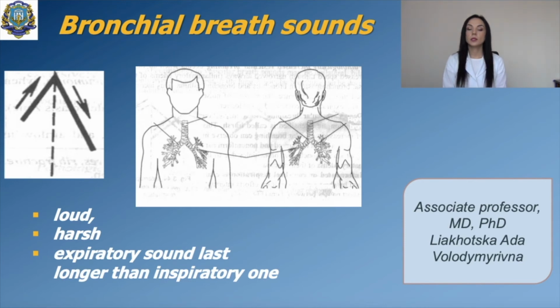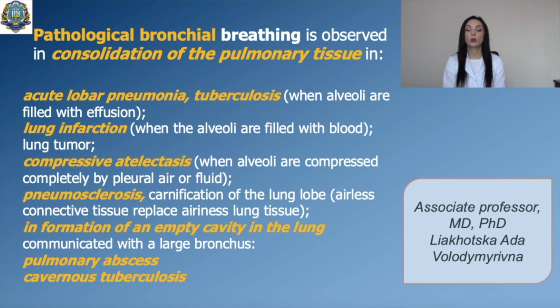Pathological bronchial breathing is observed in the consolidation of the pulmonary tissue in, first of all, acute lobar pneumonia, tuberculosis, during some lung infarction, compressive atelectasis, pneumosclerosis, formation of an empty cavity in the lung. It could be communicated with a large bronchus, such as a pulmonary abscess or cavernous tuberculosis if the patient has.